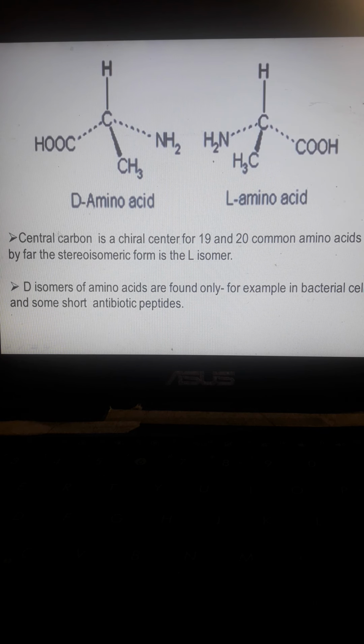Okay, central carbon atom is chiral for 19-20 common amino acids and has stereoisomeric forms, D and L isomers. So mga chiral, this is a chiral carbon. Why? Because it is surrounded by different atoms or compounds, ba? So D isomers are found only in examples like bacterial cell walls and short peptides. So this is D isomers.